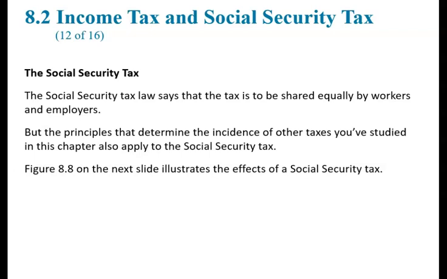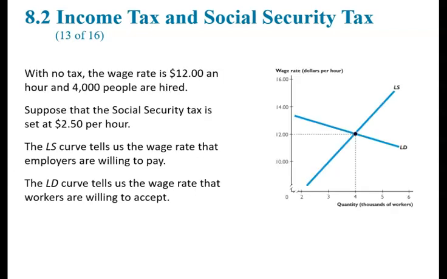What we need to look at is whether the labor supply is more inelastic or elastic than the labor demand, and we have already figured out from the previous example of tax on labor income that labor supply is more inelastic than labor demand. So if that is the case, and a social security tax of $2.50 per hour is actually imposed, what will actually happen in this market?